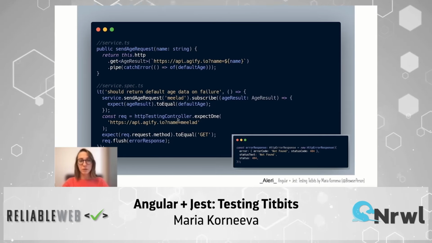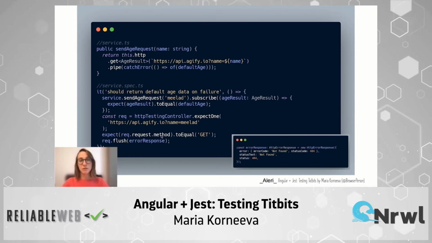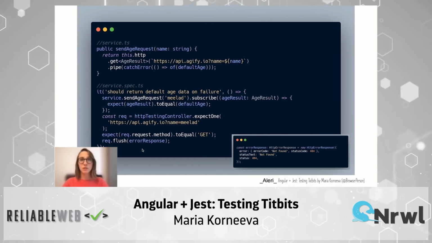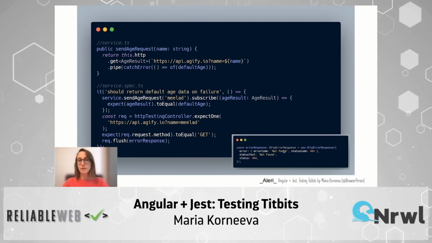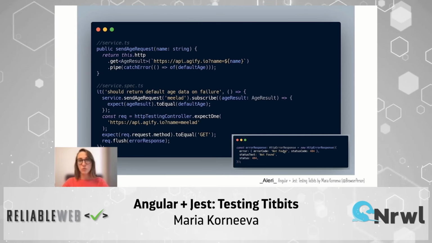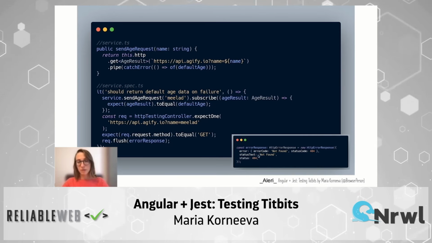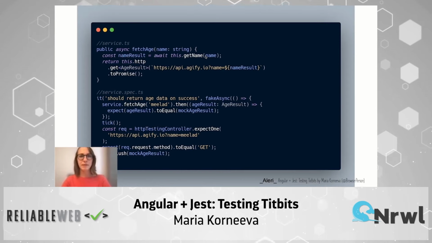You expect a request to be made. You check for some aspects of this request, and then you flush an error response instead of successful data. Your error response should be of type HTTP error response to mock the real behavior of the web with some error codes and status text.